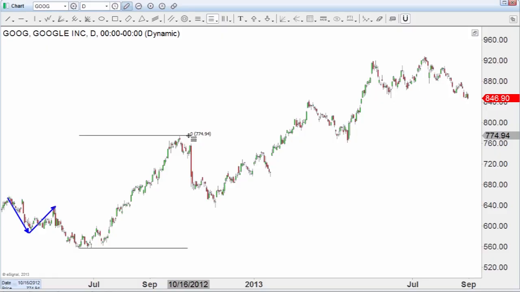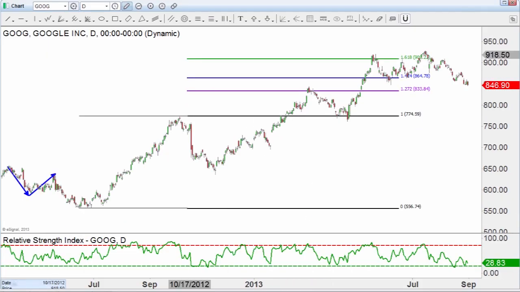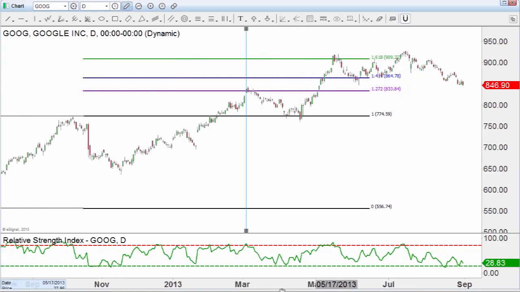Fibonacci extension, swing low to swing high, and I'm looking at the 127 extension. At the 127 extension, look at what happens to the RSI. This is the relative strength index on the chart. 127 extension, we come in, market goes overbought, and then we get a retracement.